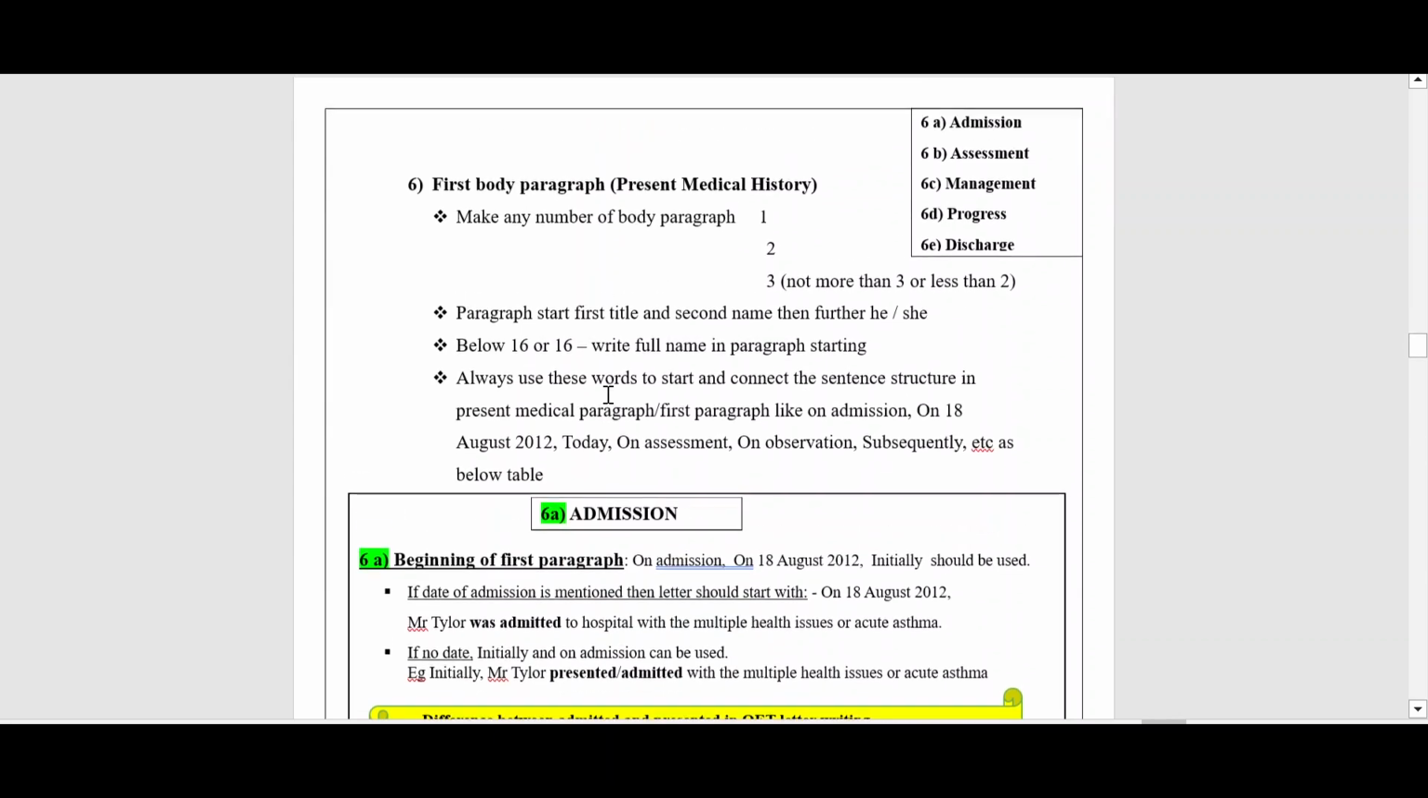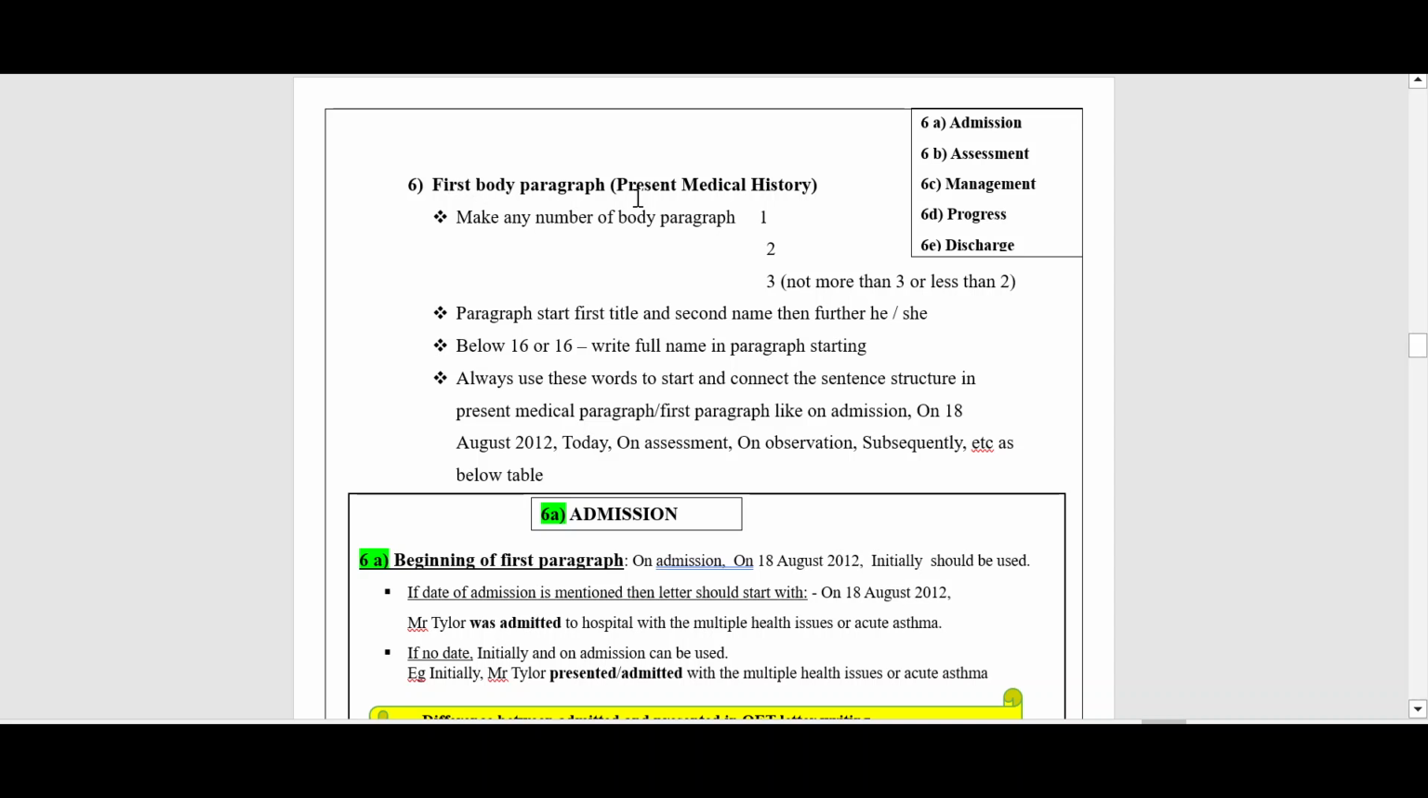Now we are at the first body paragraph. First, there are the first body paragraph and second body paragraph, number 7. These two are very important as well. There are certain things you can mention to make your letter writing more structured. If you are able to write the structure rather than your own assumption, you will get a good score.